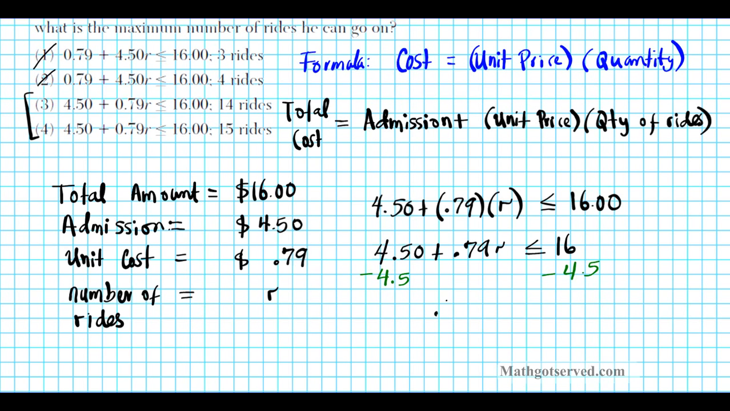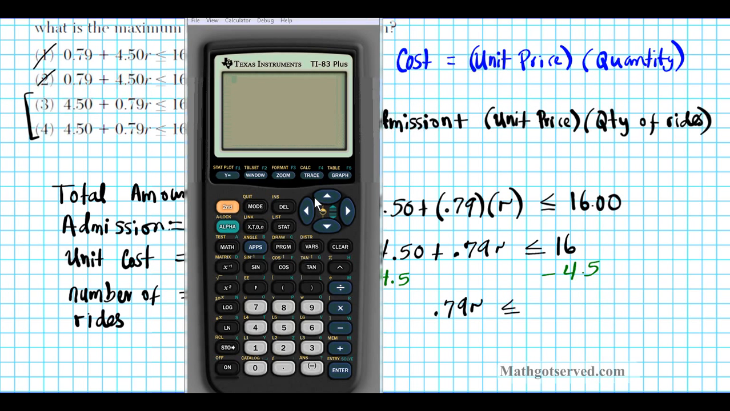And then we have 0.79r less than or equal to 16 minus 4.5. Let's do that with our calculator. All right, so we have 16 minus 4.5. Answer is 11.5. So 0.79r is less than or equal to 11.5.